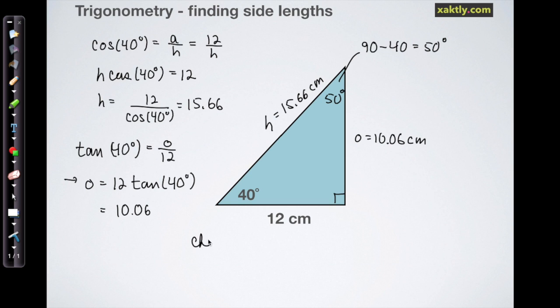Now, one of the things I can do is just check those sides with the Pythagorean theorem. It has to be true, if I've got these right, that 15.66 squared is equal to the sum of 12 squared and 10.06 squared. And if you work those out, just squaring things on a calculator, you'll see that indeed it comes out just about right. Again, you're always going to have a little bit of round-off error with these kinds of calculations, but that's okay.